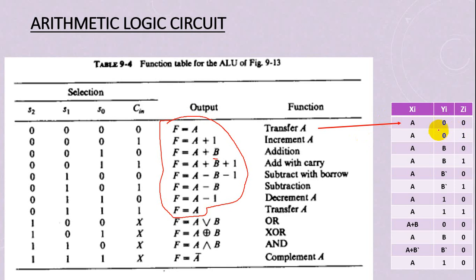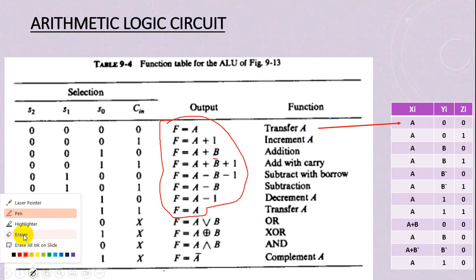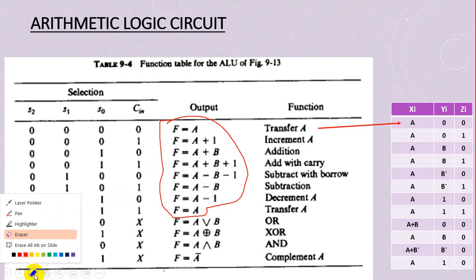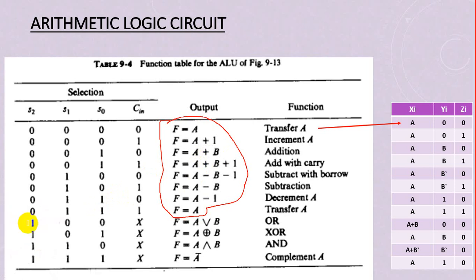So first case it is 0. Second case B equal to B, no modification. Third case B equal to B bar. Fourth case B equal to 1. To get these 8 different arithmetic operations. Clear?